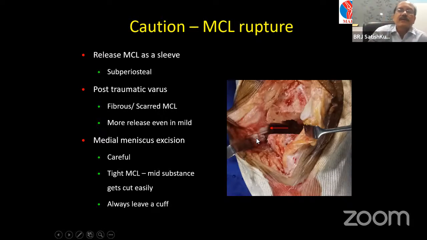As you see here, at the arrow mark, at least one third of the meniscus is lying along with the MCL. In that way, you avoid the MCL getting torn, because this is very common. Rather than releasing, it gets torn and the knee becomes medially very unstable. Then you have to end up with a constrained implant.